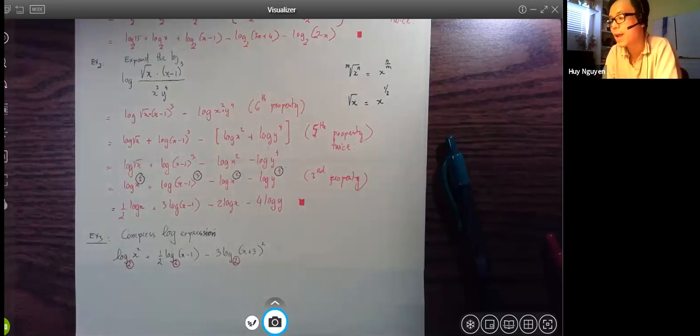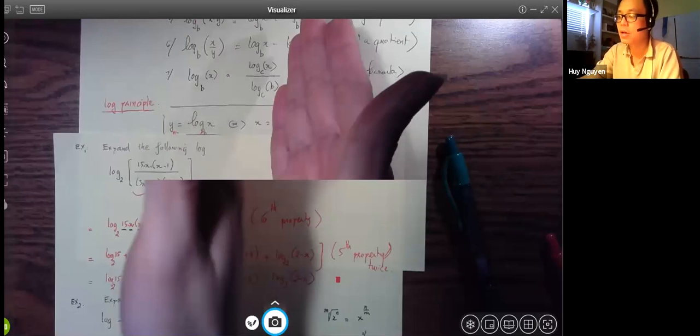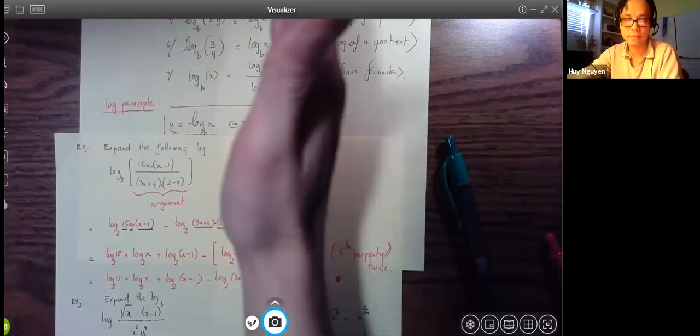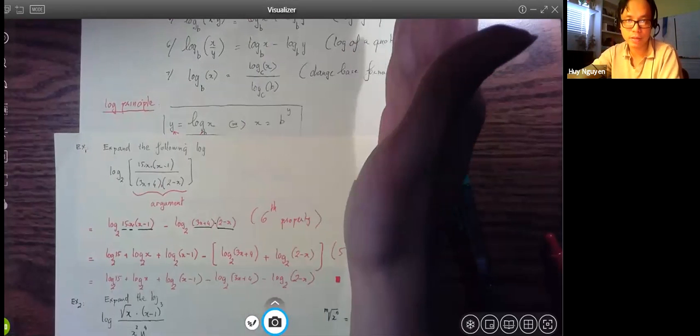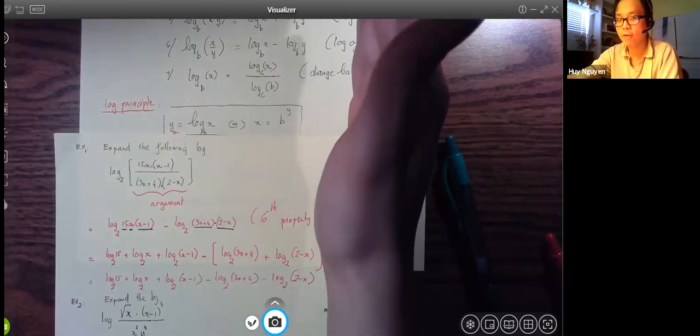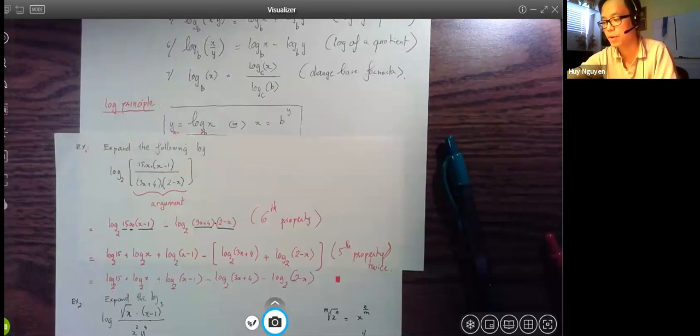All right. Now we have 3 logs. Our job is to combine them as one. It means that we kind of go backward. If you look at our properties for expansion, we go from left to right on each property. But now for compression, we go from right to left. We go backward.